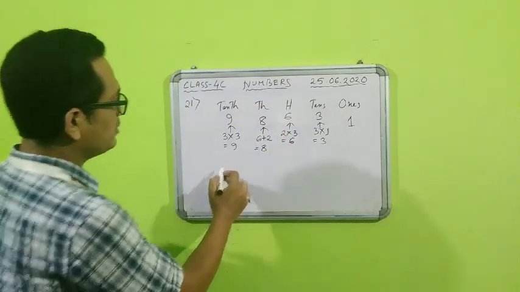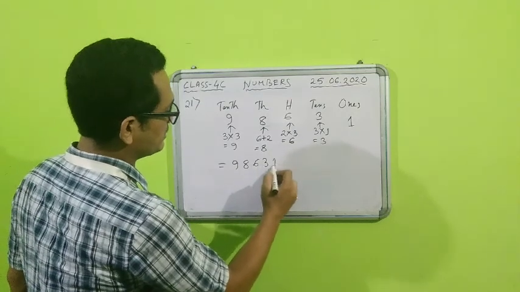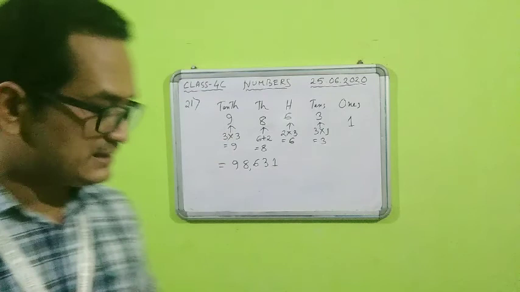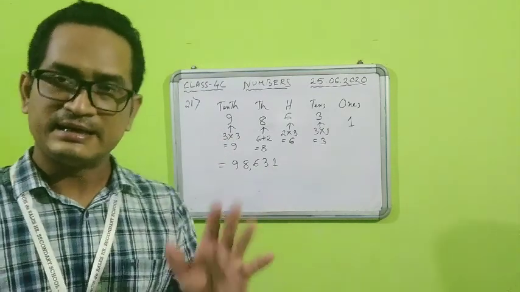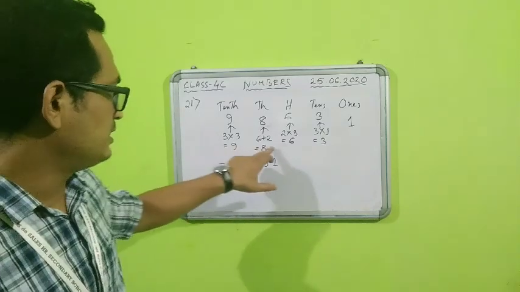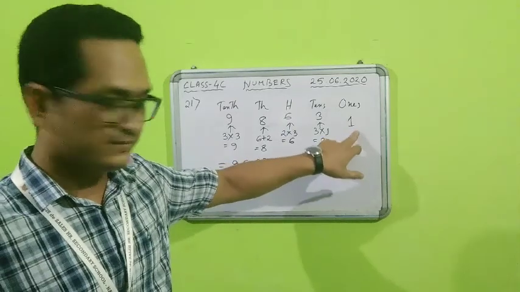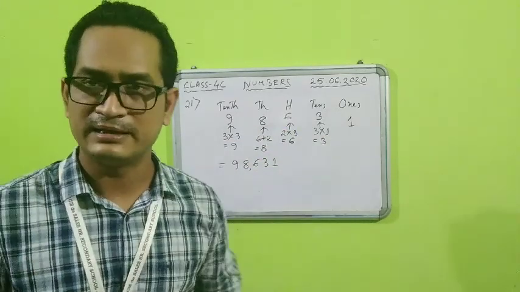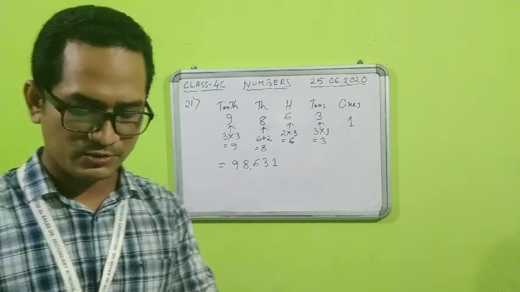So finally we got the number, that is 98,631. This is the answer of this question number 21. So this is a very critical one, so please copy it down properly. I have given you the explanation of how these digits are coming. Only one digit is given to us. The rest we have found out by ourselves according to the condition given in the question. Please pause the video and copy down this question number 21.